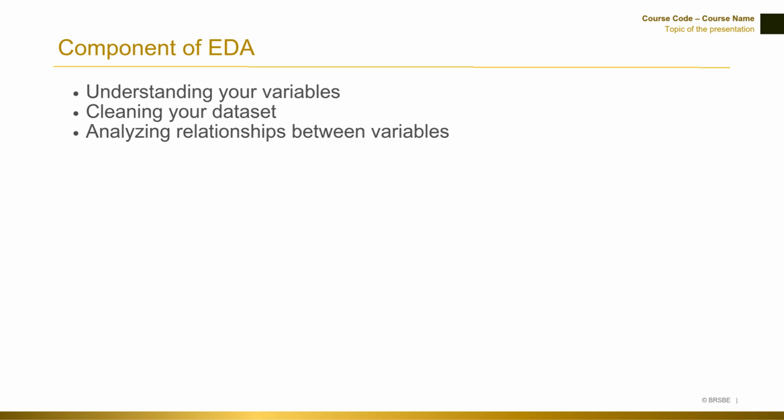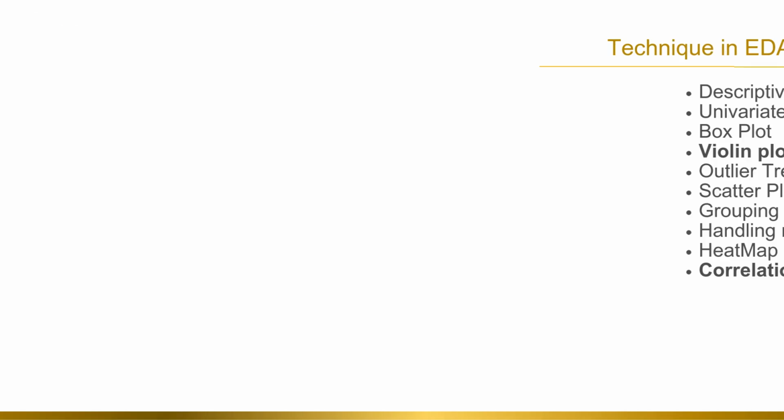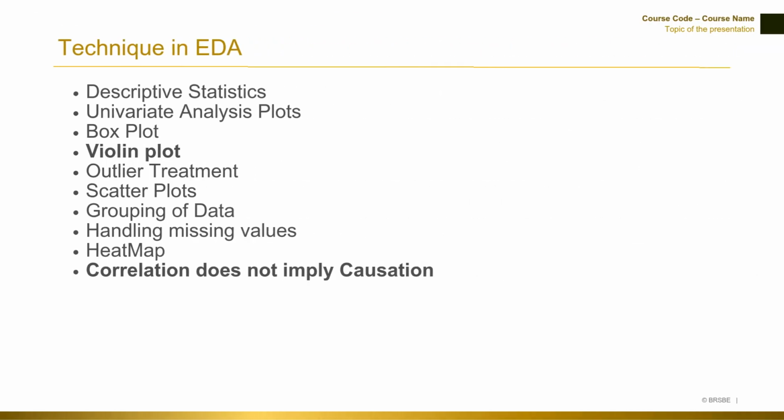Lastly is visualizations. Although not explicitly listed in the components, visualizations are a fundamental part of EDA. Creating visual representations of the data, such as scatter plots, histograms, and box plots, allows analysts to quickly identify trends, distributions, and outliers, making it easier to interpret the data. These are the list of the techniques used in EDA.